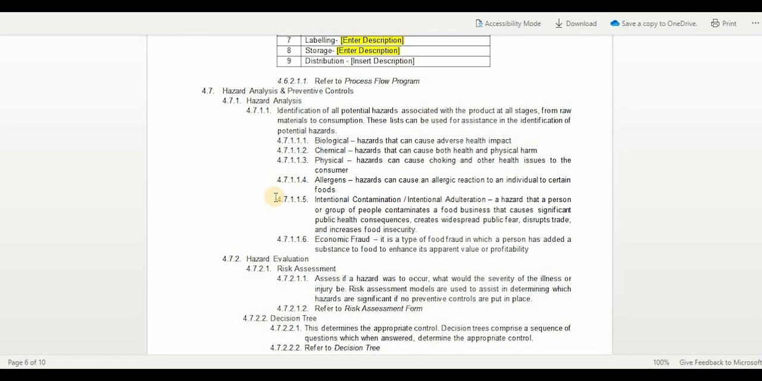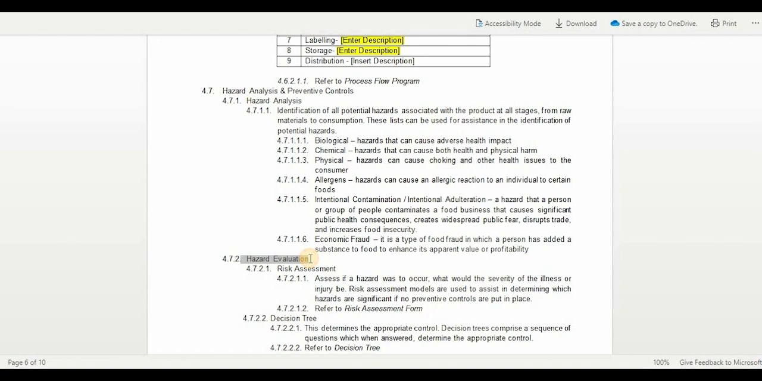5th, intentional contamination or intentional adulteration. A hazard that a person or group of people contaminates a food business that causes significant public health consequences, creates widespread public fear, disrupts trade, and increases food insecurity. And sixth, economic fraud. It is a type of food fraud in which a person has added a substance to food to enhance its apparent value or profitability.